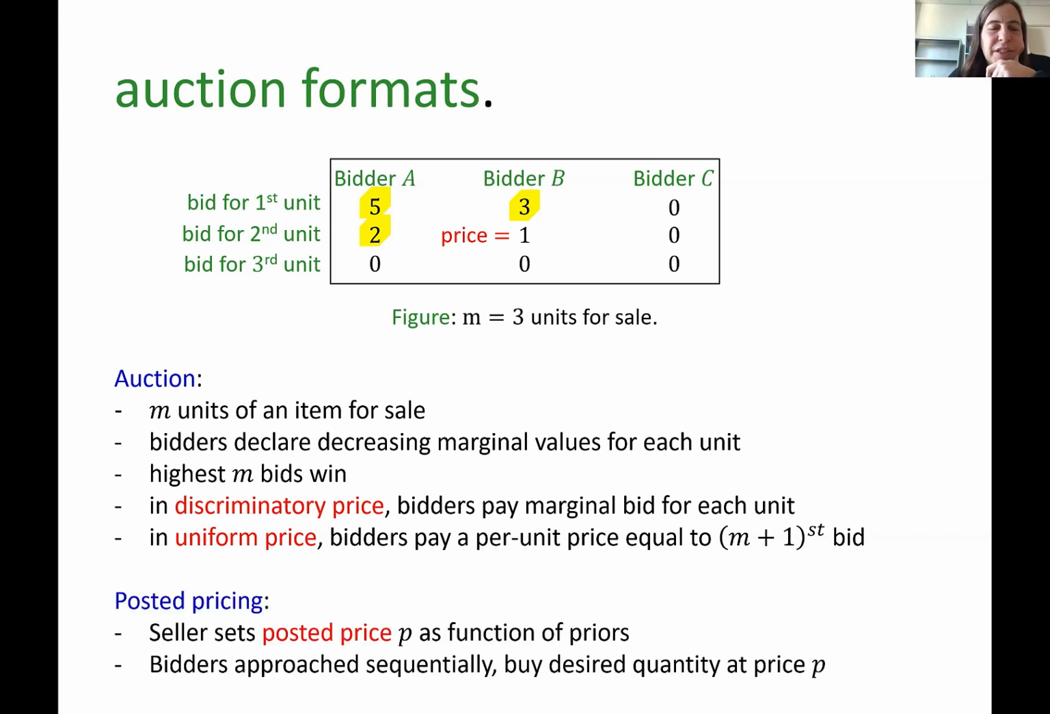We also will be considering posted prices. So in a posted pricing, the seller is going to pick some price P, which can be chosen as a function of the priors. And then bidders will approach sequentially and buy a desired quantity among the stuff that's left over at that price P.